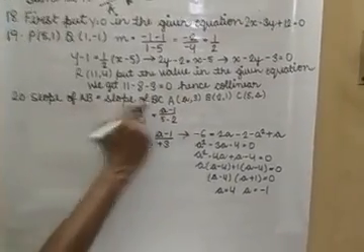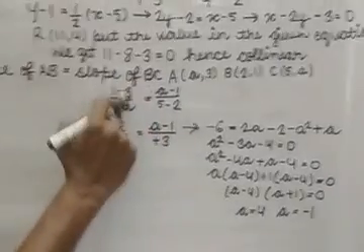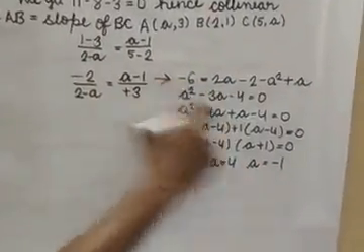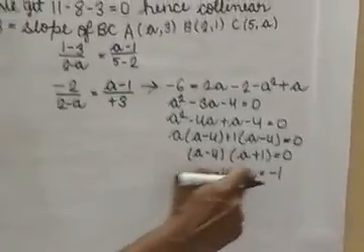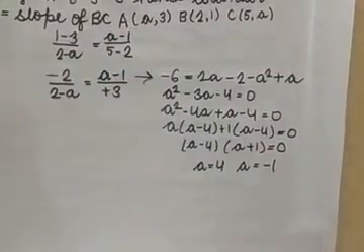Slope of AB is equal to slope of BC. So I have just calculated like this. Doing cross multiplication, I got the equation like this, solved the equation, that is in quadratic form, and I got two values of A, that is A is equal to 4 and the second value is minus 1.